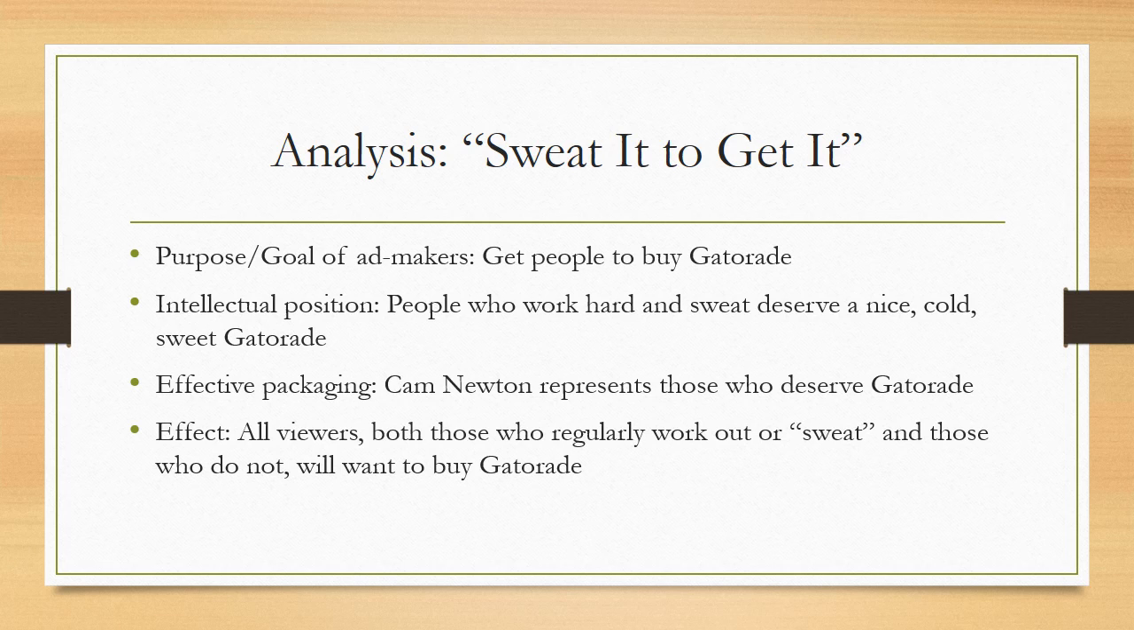But by putting forth an ad where someone does do that, people think, I can't have this. And so psychologically, that makes them want it more. It also makes them feel like they might belong in some kind of elite class of society, such as the one Cam Newton belongs to. So that means lots of people will go out and buy this Gatorade after watching the commercial. And so the ad makers have achieved their purpose or goal.